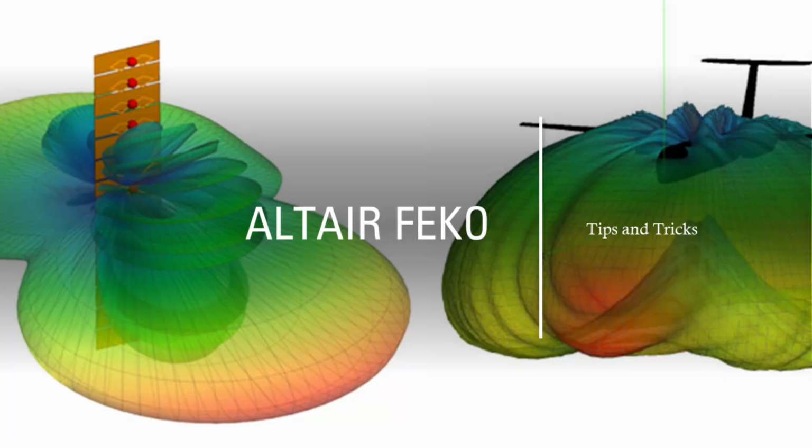Feko is Altair's powerful 3D electromagnetic design and analysis tool, allowing users to model and simulate an extensive variety of devices. Additionally, related tools in the Feko package allow designers and engineers to analyze co-site interference as well as medium and large-scale wave propagation. Today, we will take a look at setting up a simulation in Feko, and we will point out a few tips and tricks to expedite the design process.